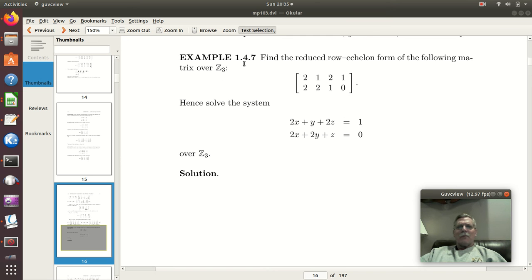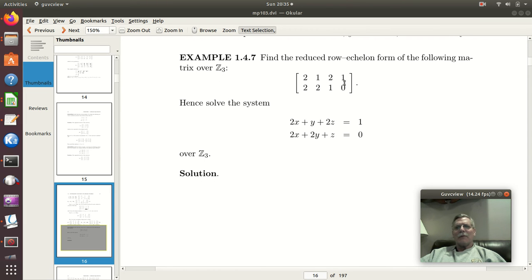Okay, here's section 1.4 example 7, and possibly in the background you'll hear my dog snoring. Okay, so here they want us to find the reduced row echelon form of the following matrix over Z3.